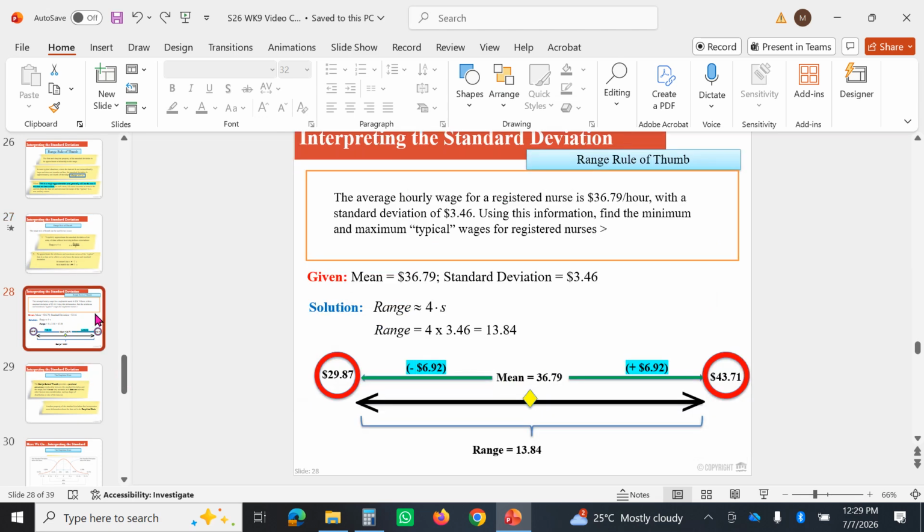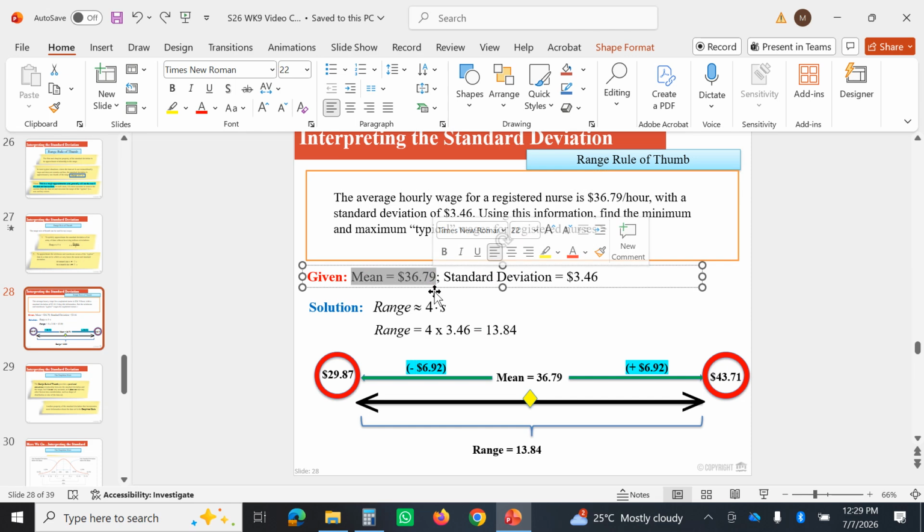Okay, here's an example question. You might see, I think there's a question like this on the quiz. The average hourly wage for a registered nurse is $36.79 an hour, with a standard deviation of 3.46. Using this information, find the minimum and maximum typical wages for registered nurses. So you have a look here. The mean wage, the average wage of a nurse, is $36.79 an hour. Standard deviation is $3.46. So what does that mean?